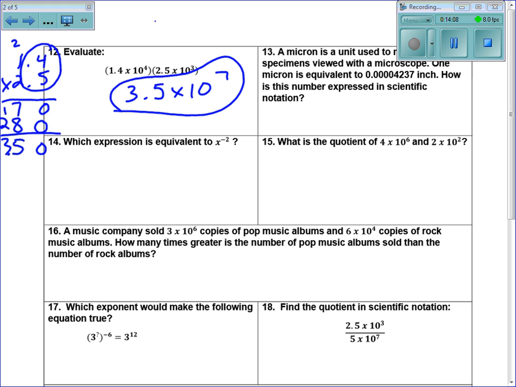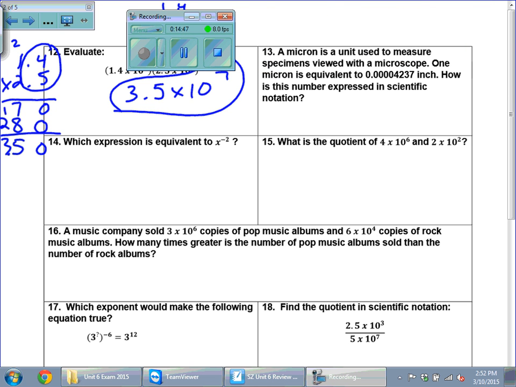If you use the lattice method, you need to draw this box, and it is 14 times 25. 2 times 1 is 2. 2 times 4 is 8. 5 times 1 is 5. And 5 times 4 is 20. Count diagonally. 0, 8 plus 2 plus 5 is 15. Carry the 1. 1 plus 2 is 3. And that's it. 2 numbers after the decimal. 3.5.